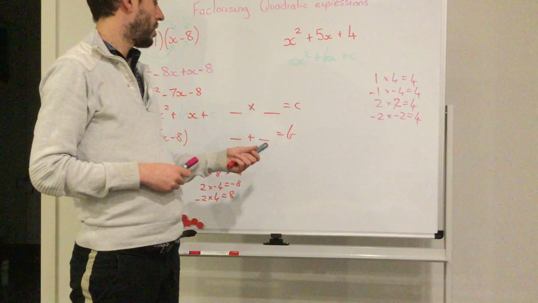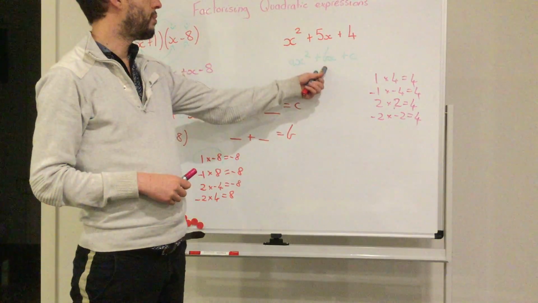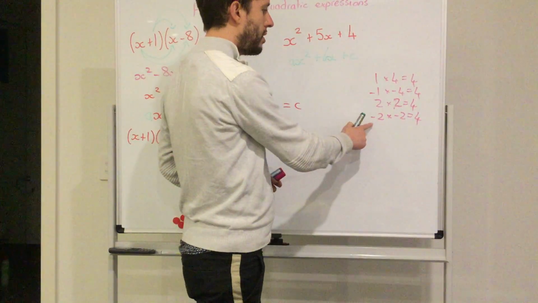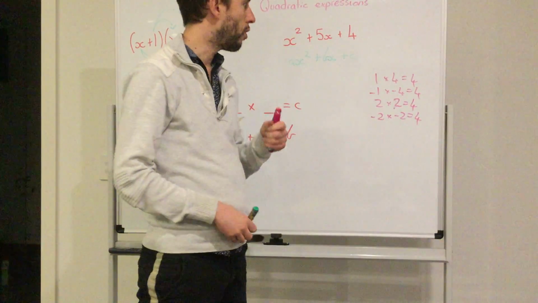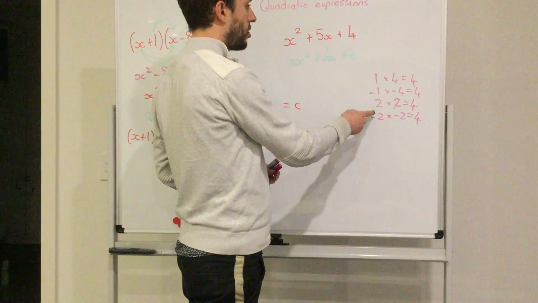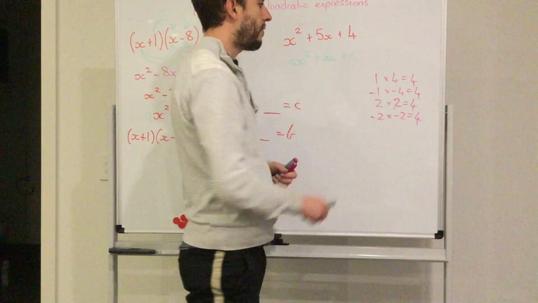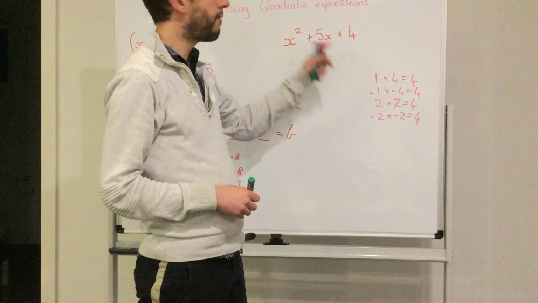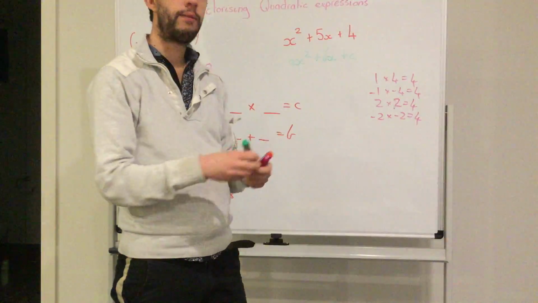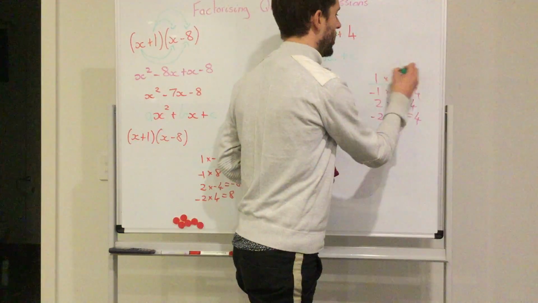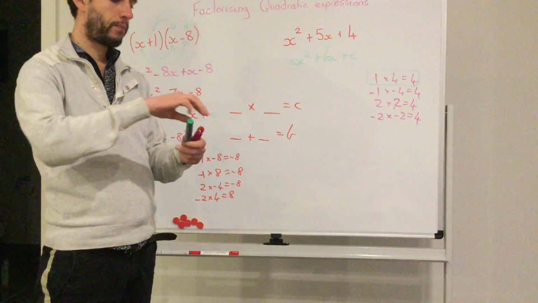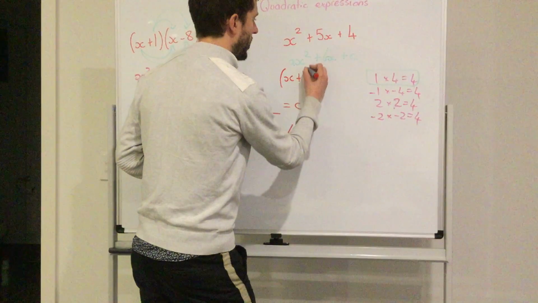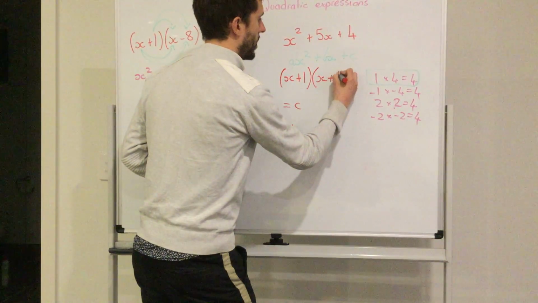Now I look at b. Both of my numbers need to add up to b. b is 5, so -2 plus -2 is -4, so it's not that. 2 plus 2 equals 4, no. -1 plus -4 equals -5, but I don't want negative. 1 plus 4 equals 5. So I know my answer is using 1 and 4. So that means I'm going x plus 1, x plus 4.